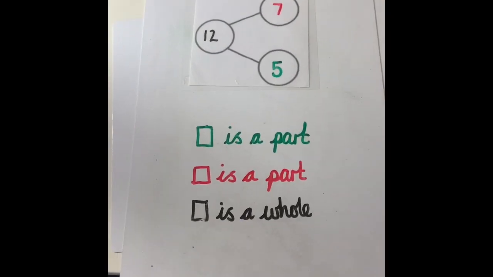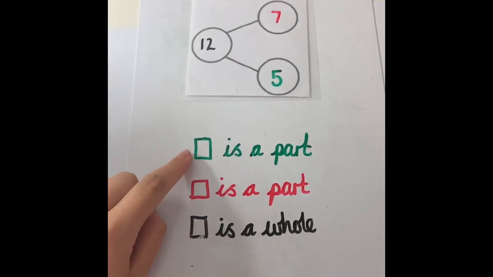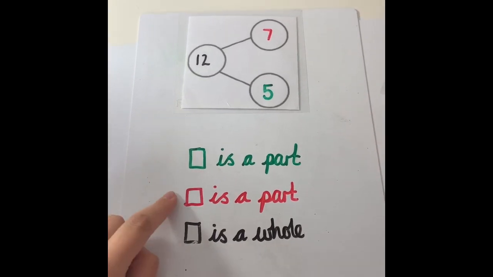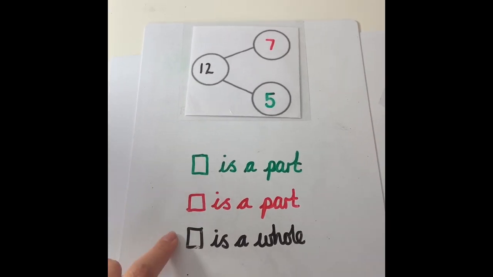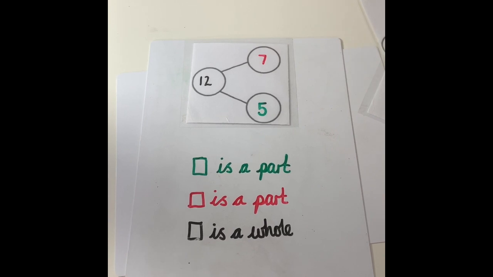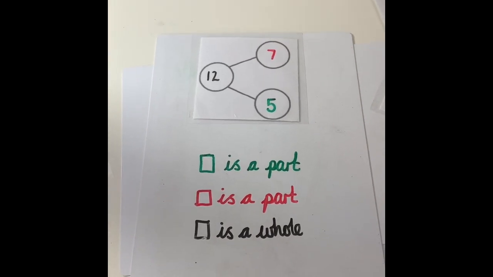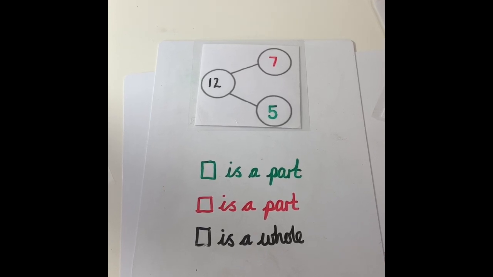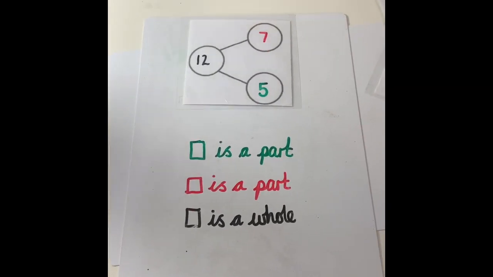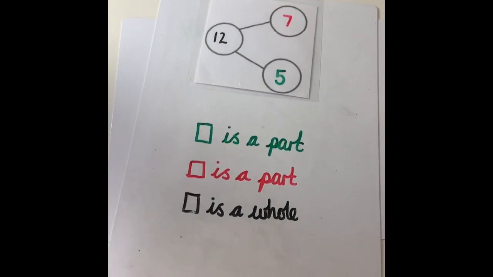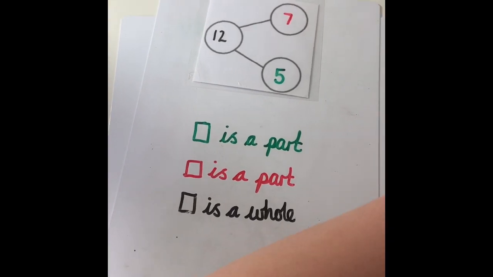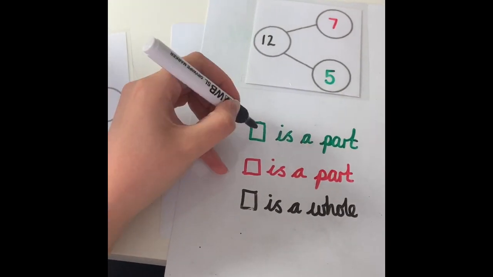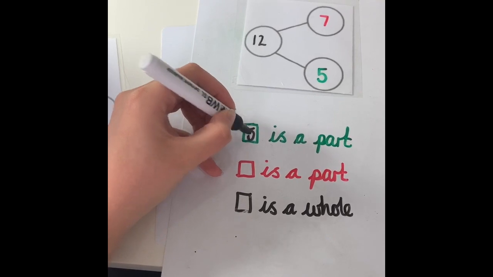Now I have some questions for you. What number would go in here? What number will go in here? And what number will go in here? Why don't you pause it and write these down in your exercise books? Go on then. Okay, so hopefully in your exercise book you wrote down 5 is a part.